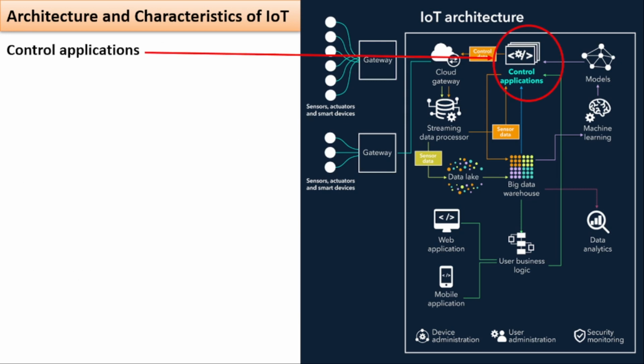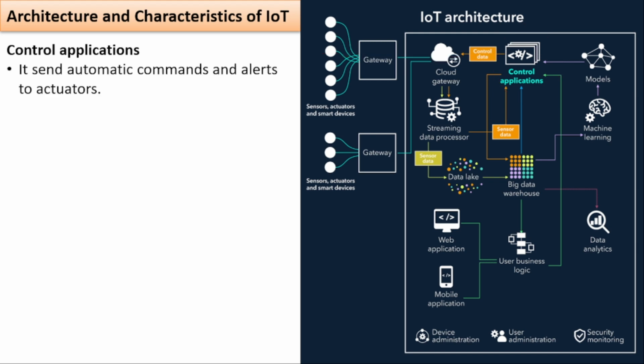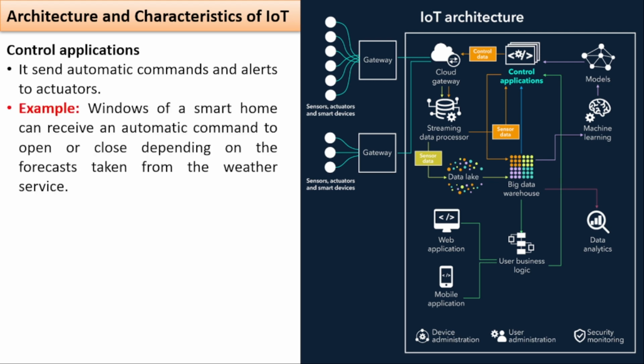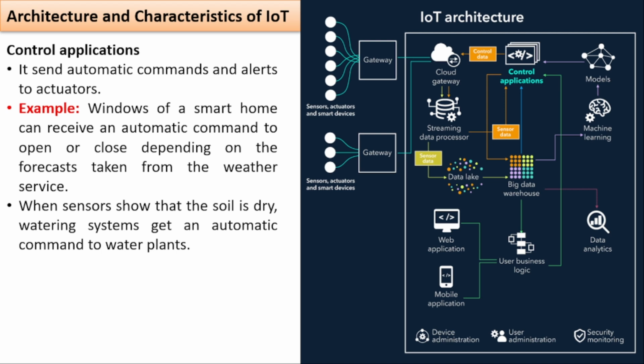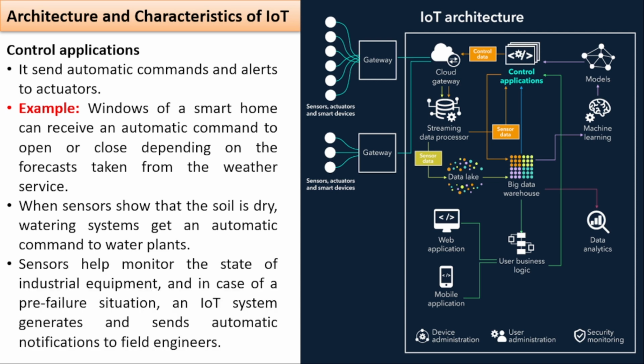Control applications are responsible for sending automated commands and alerts to actuators. For instance, in a smart home scenario, the windows could receive automated commands based on weather forecasts, opening or closing as necessary. When soil sensors detect dryness, automated commands could trigger watering systems to hydrate plants. Similarly, in industrial settings, sensors monitor equipment status, and if a potential malfunction is detected, the IoT system generates and sends automatic notifications to field engineers.